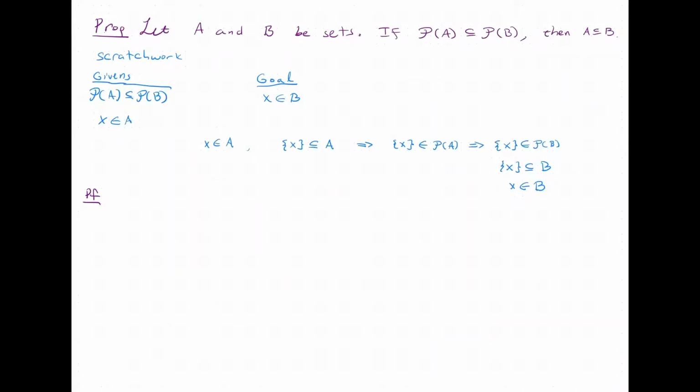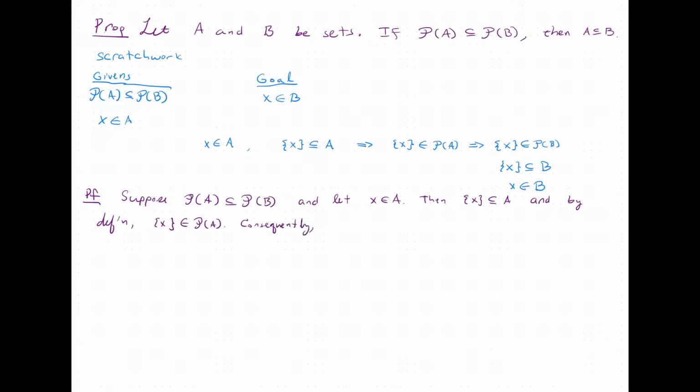So now let's go ahead and formally prove this. Suppose we have our assumption, the power set of A is a subset of the power set of B, and now we choose some arbitrary element inside A. So we have x is in A. Then the set containing x is a subset of A, and by definition we have that {x} is an element of the power set of A. Consequently, we have that {x} is in the power set of B. Since we already stated that the power set of A is a subset of the power set of B, we can make that deduction, since it's quite recent since we stated it.